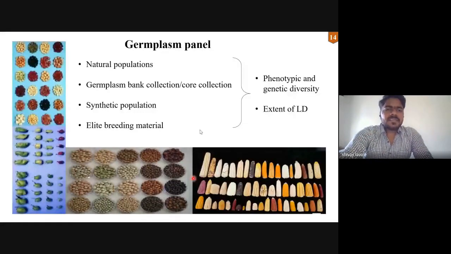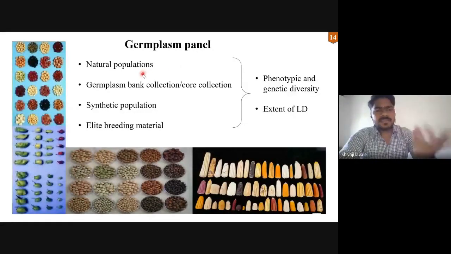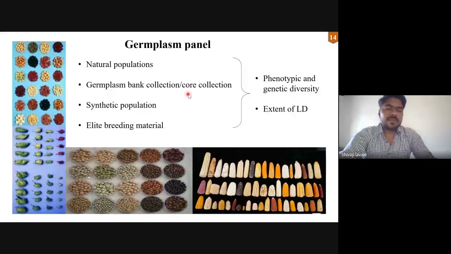We can use natural populations, landraces, or germplasm collections, germplasm bank collections, core collections from gene banks, synthetic populations, or elite breeding material. We can collect entire elite breeding material from different countries and directly use it. We need to see that there is a large extent of phenotypic and genetic diversity.